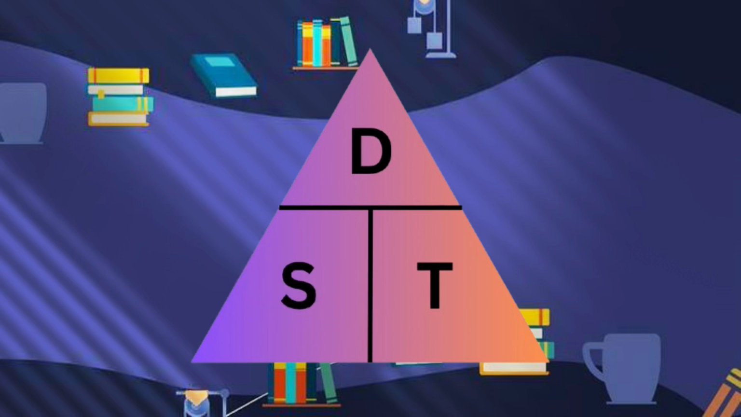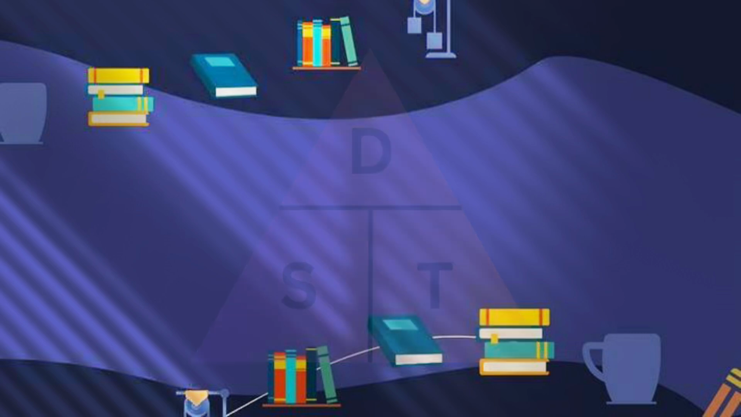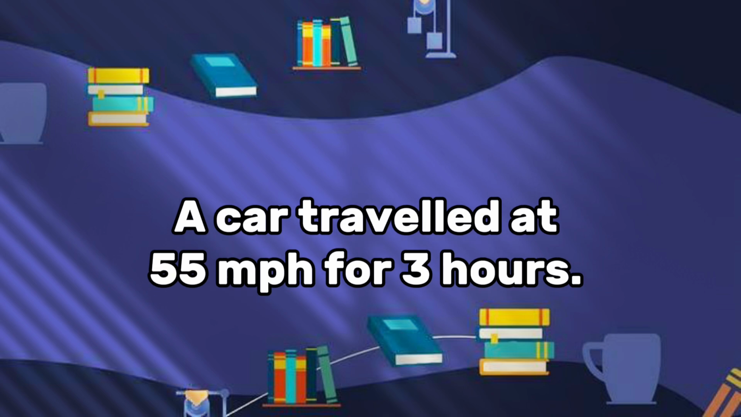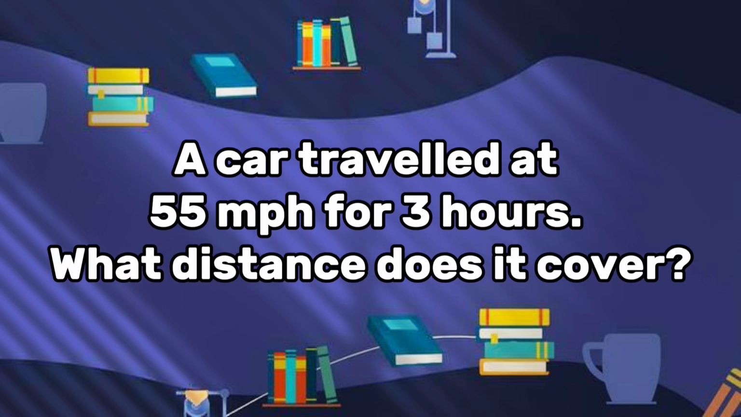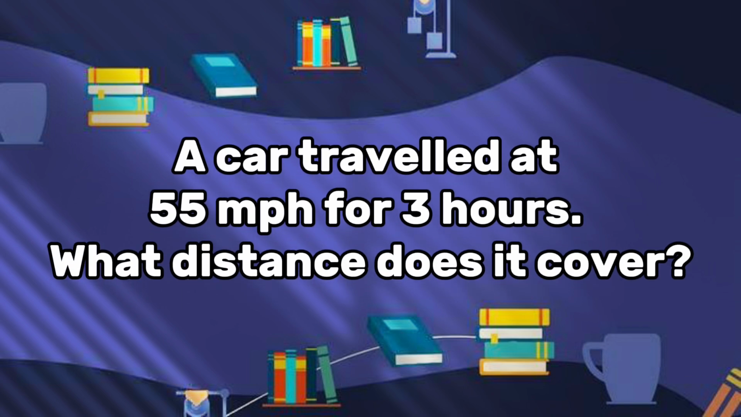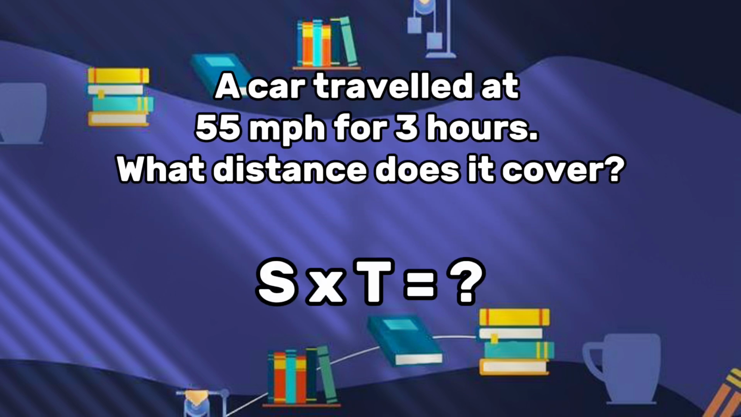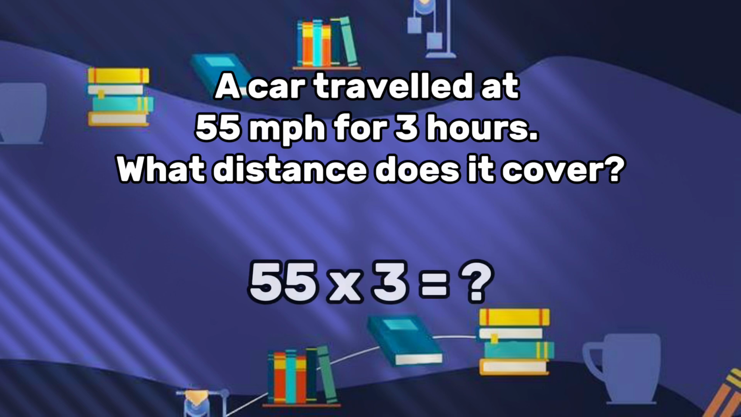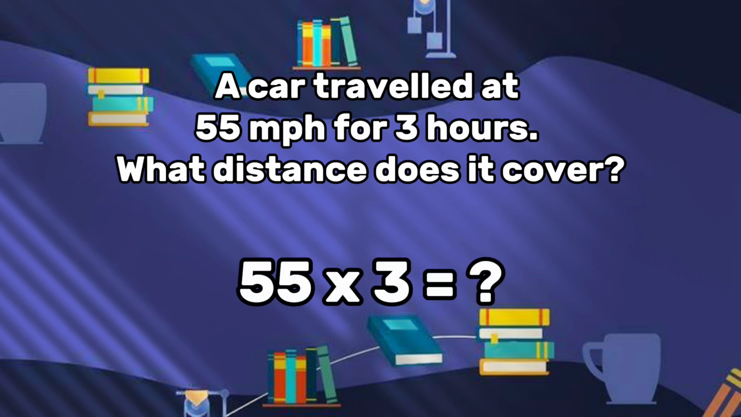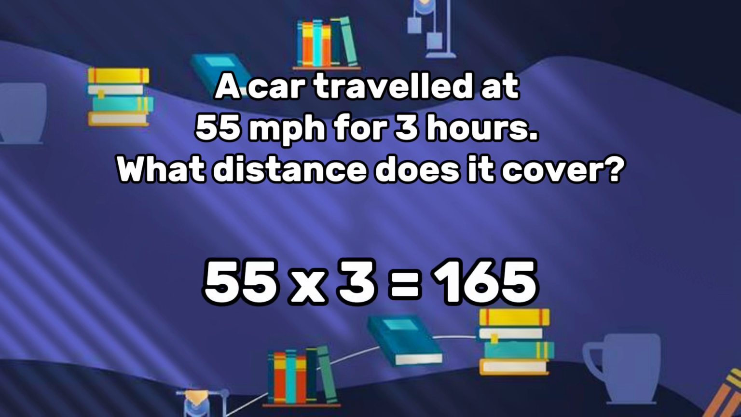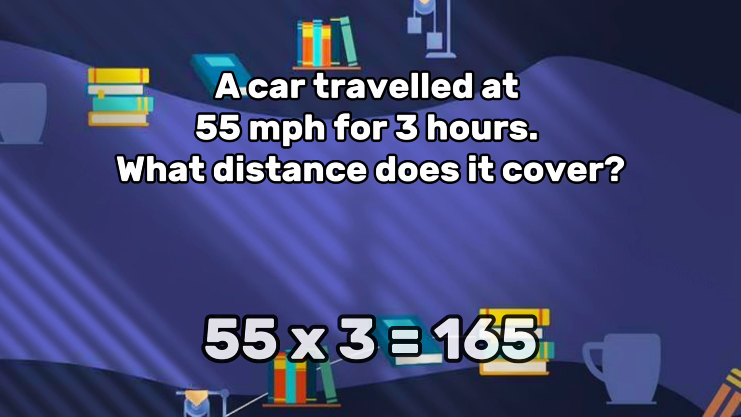To avoid confusion and misunderstanding, I'll show you a simple word problem here that we will solve together. A car traveled at 55 miles per hour for 3 hours. What distance does it cover? We know that we have to find the distance in order to get the answer for this problem. We just have to simply multiply the speed and time. So that makes 55 times 3. That makes 165. That means that the distance the car covered was 165 miles.